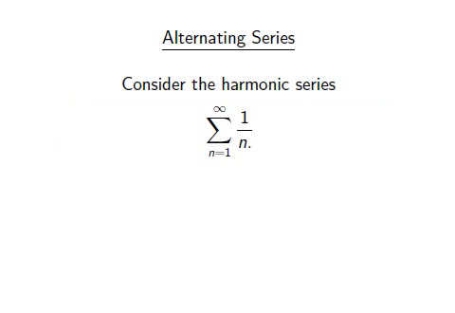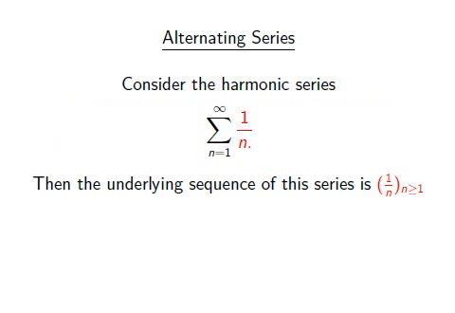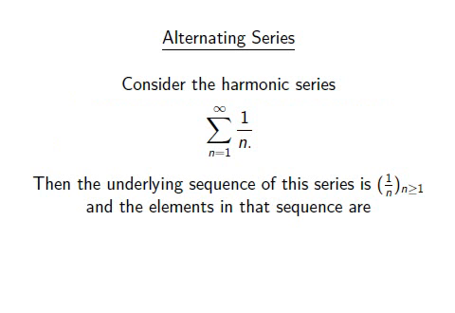Consider for example the harmonic series. Here the underlying sequence is given by 1 over n for n greater or equal to 1. In particular the elements of this sequence are 1, a half, a third, a quarter and so forth. Note how each element in this sequence is positive, that means all have the same sign.